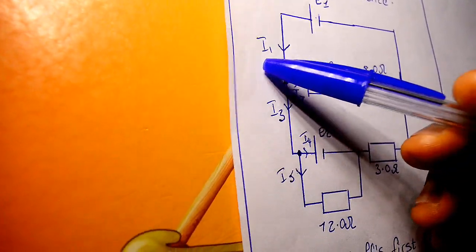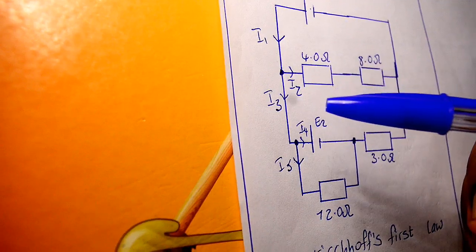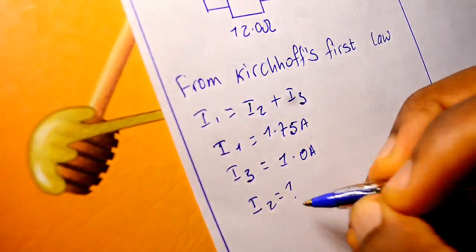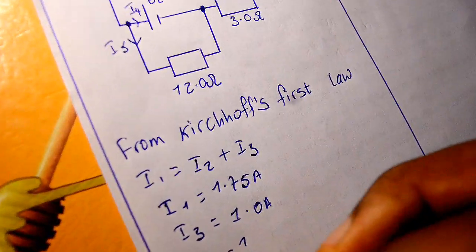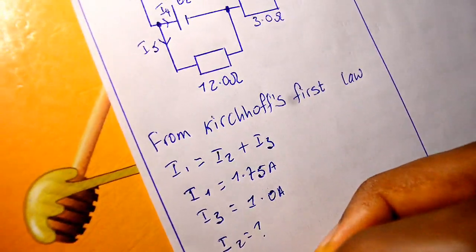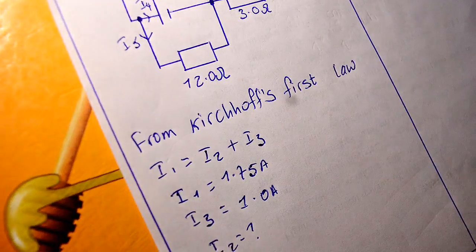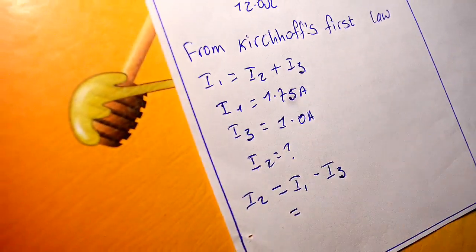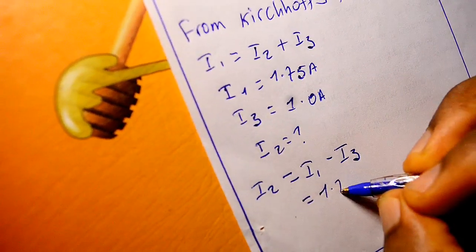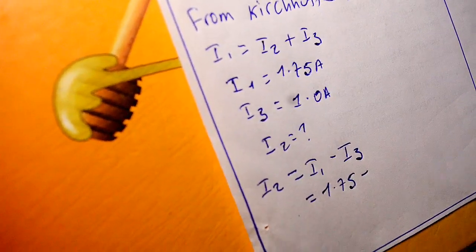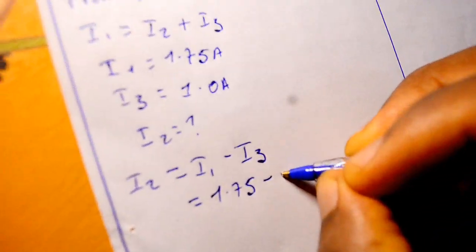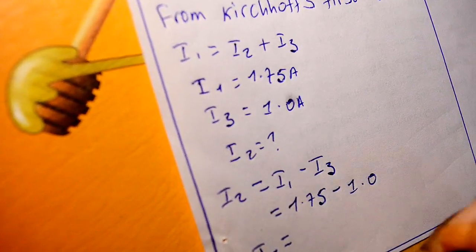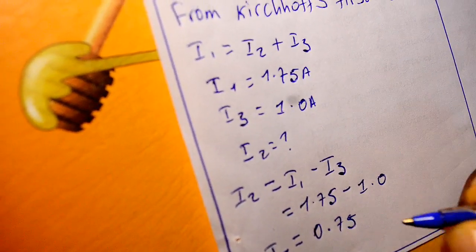Here I3 has been given and I1 has also been given, and I2 then will be equal to, this crosses this way and becomes negative, I1 minus I3, which gives I1, 1.75, minus I3, which is 1.0. So I2 will be equal to 0.75 amperes.